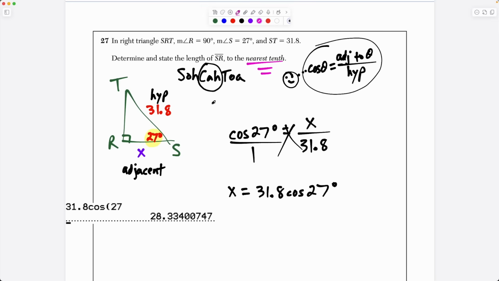So now I'll write out the answer more formally here. So the length of SR, I'm just going to say SR equals, and once again, we're rounding to the nearest tenth. So over here we have a 3 in the tenths place. To the right is a 3, which is less than 5. So we're going to round down to 28.3. And this is our solution to question 27.